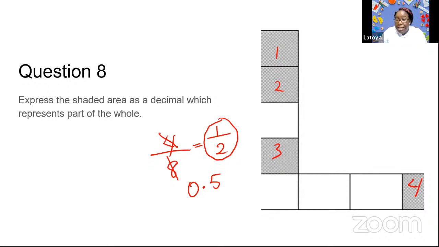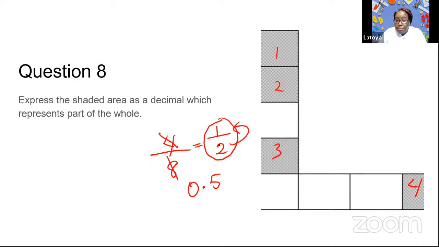Now, the question is this. If you do not know that a half as a decimal is 0.5, what can you do to get the answer? Come on, message me and tell me, what can we do to get the answer? If we do not know that a half is 0.5, what can we do? We can divide. I can divide 2 into 1. So let me show you.